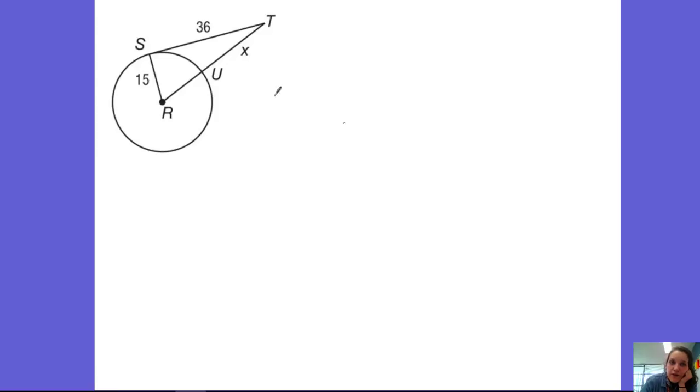So here's an example. We have this circle R and we have a tangent line. Line ST is a tangent line because it only touches the circle at one point, at point S. Line TR is not a tangent because it cuts through the circle. If it kept going, it would touch the circle in two places. It would exit out the other side of the circle. So ST is a tangent line.